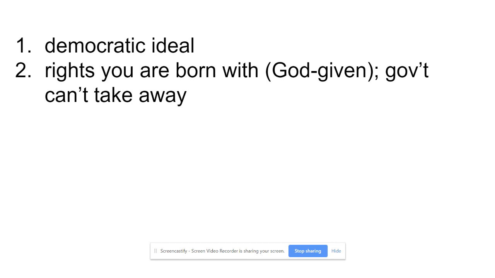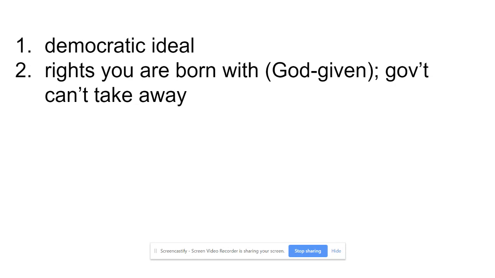The idea in our founding that rights were God-given was important because the idea was that if God gave them to us, then therefore no one could take them away. And certainly not the government. And also, there's another idea behind this, that if government gave you rights, then government can take away your rights. But these are rights that you can't take away.